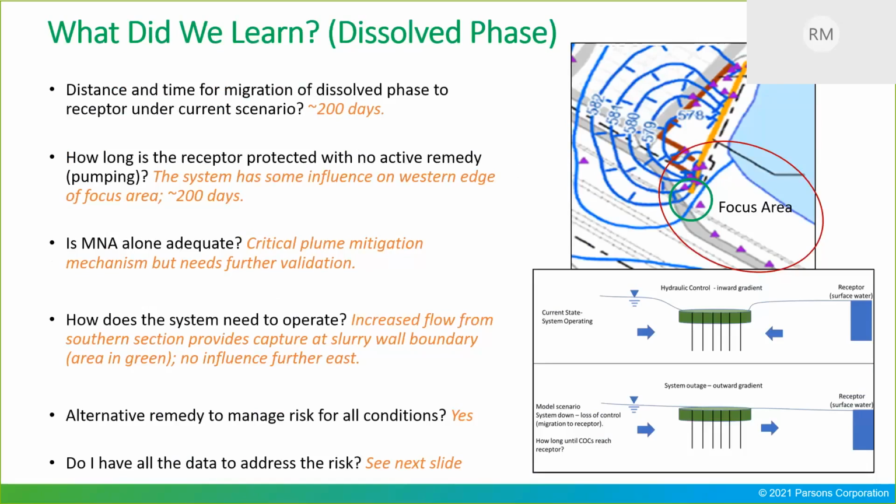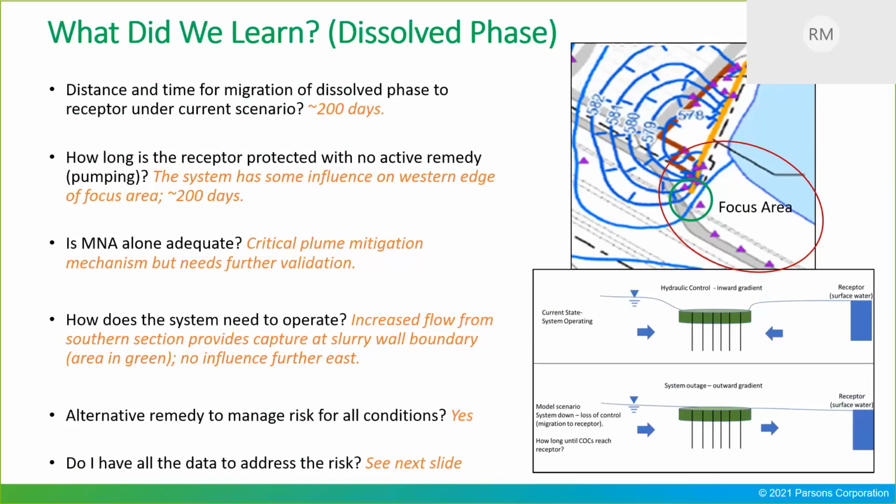Okay, so before we move into there, what did we learn from the dissolved phase case study? As I previously mentioned, we were trying to answer the following questions. What are the distance and time for migration of the dissolved phase to the receptor under the current scenario? Based on the current scenario, we saw that it takes almost 200 days for the RIX to reach the receptor, and how long the receptor will be protected with active remedy. With the current condition and with the active remedy ongoing, the system has some influence on the western edge of the focus area, that is the green circle, and that is around 200 days.